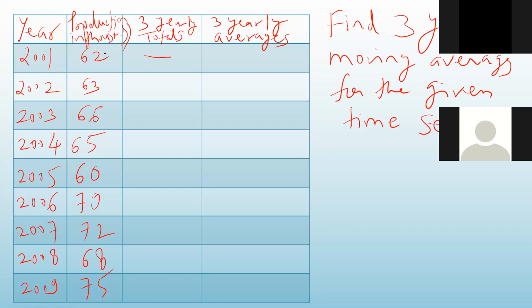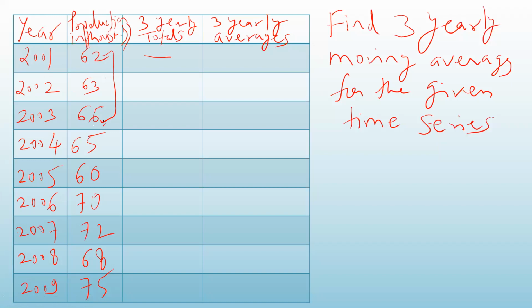For 2002, I have to add these three values, 62, 63, and 66, and divide by 3 to get the average. So 62 plus 63 plus 66 will give you 191. You want the average, so divide this total by 3. So you will get 63.66, so let me write 63.7. Now, this is the average for the year 2002.